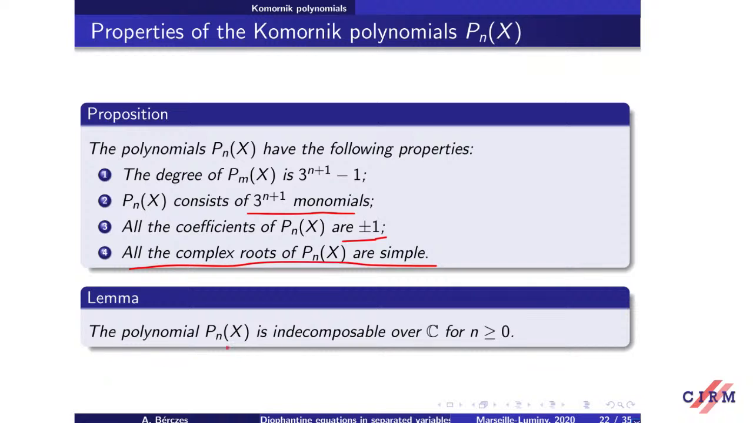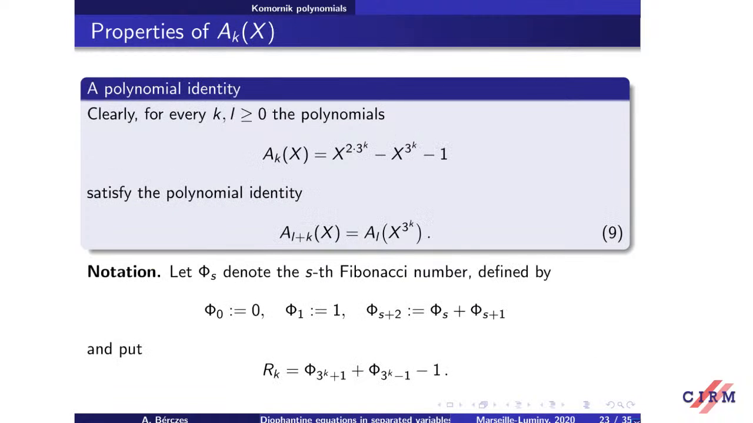The first important result concerning Komornik polynomials is that Komornik polynomials are indecomposable over C. And this helps us to apply the Bilu-Tichy theorem later. But for the moment, let us see a few more properties of A_k(x). In principle, there is a polynomial identity A_{L+k}(x) equals A_L(x) to the power 3 to the power k.